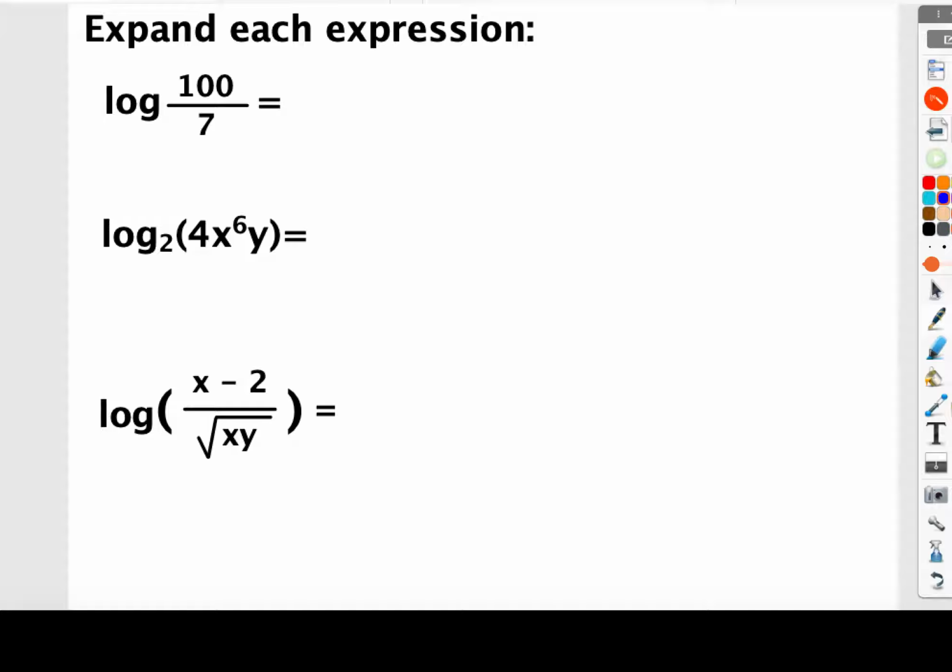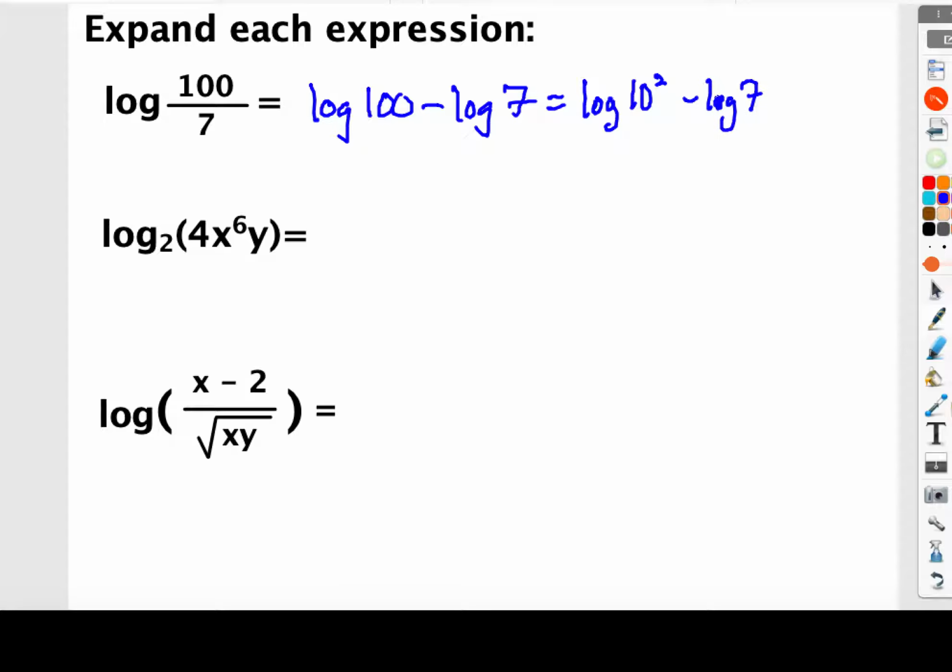So again, if I'm looking at this log of 100 over 7, the first thing I'm going to do is separate it into the log of 100 minus the log of 7. Now, log of 7 doesn't do me a whole lot of good, but I do know that 100 is 10 squared. So I could say the log of 10 squared minus log of 7.